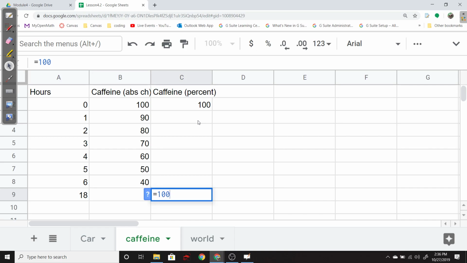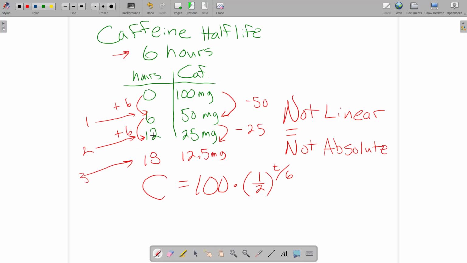100 milligrams times 1/2 raised to the power, and I thought the power should be 3 because 3 groups of 6 went by. And yep, there's my 12.5 milligrams of caffeine. So cleaning this up a little bit more to apply it to the other problem we looked at.